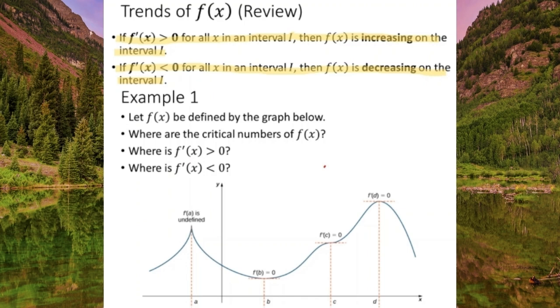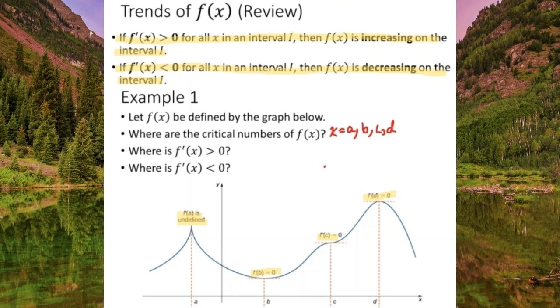Taking a look at the graph below, we're going to let f of x be defined by this graph. The first question is, where are the critical numbers of f of x? Recall that critical numbers are any values in the domain of the function f of x that make the derivative of f of x 0 or undefined. As indicated on the graph, we see that at a, our derivative is undefined, which is indicated by the sharp corner, while at b, c, and d, the derivative will be 0, as indicated by the horizontal tangent lines. So in total, there are 4 critical numbers, a, b, c, and d.